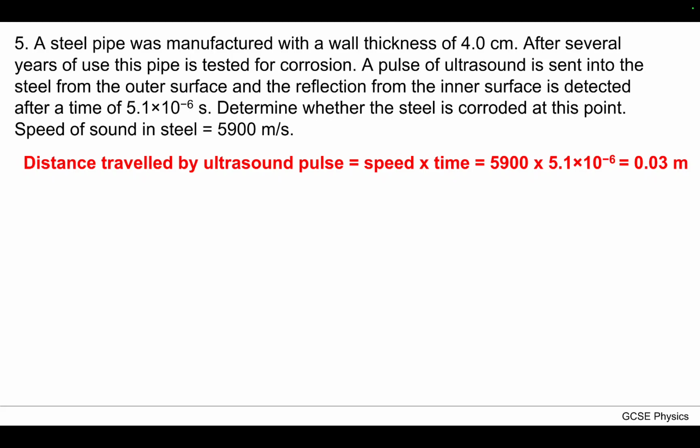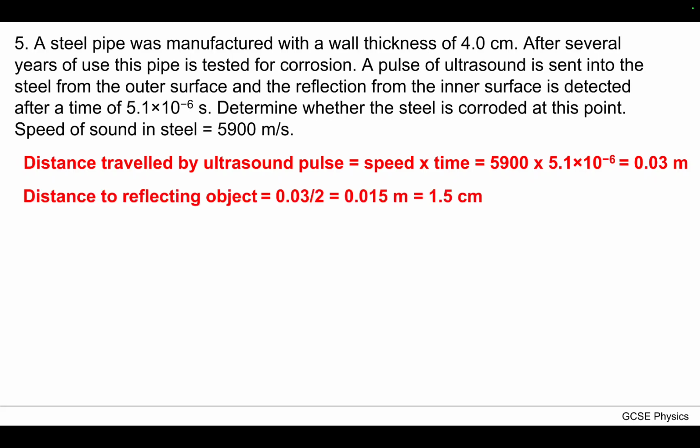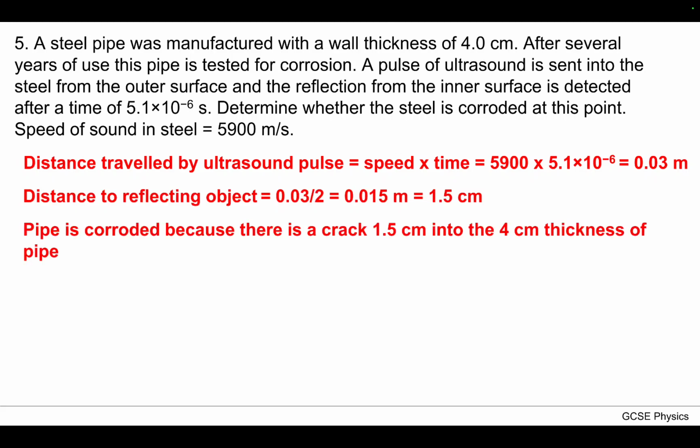So distance travelled by the ultrasound, distance is speed times time, so it's 5,900 meters per second multiplied by the 5.1 times 10 to the minus 6 seconds, and that gives you 0.03 meters. Distance to reflect off an object, remember we need to half that, so that gives you 0.015 meters, which is 1.5 centimeters. And the pipe is corroded because there's a crack 1.5 centimeters into the 4 centimeter thickness of pipe. So that pipe has indeed corroded. Let's try one more.